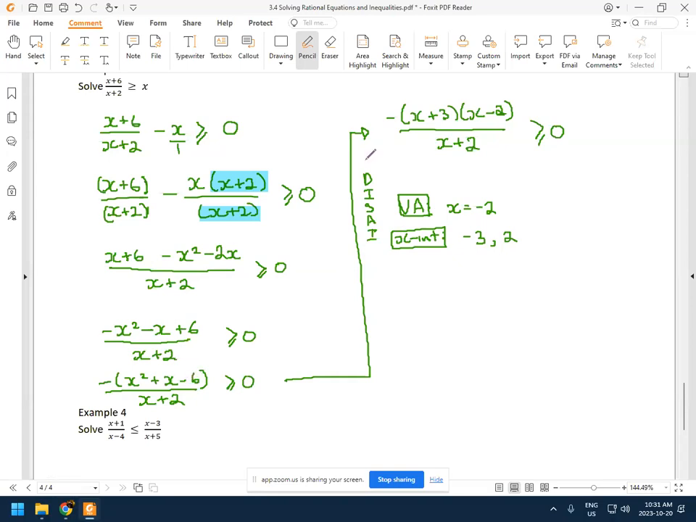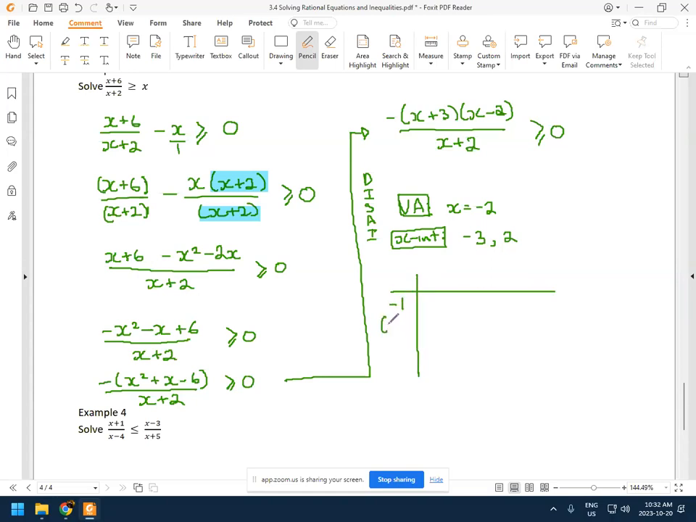Absolutely. Only thing is, one of these will be a negative x, like a negative x minus 3 or a negative x plus 2. And you just have to watch out for that when you do your chart. I think it makes it more complicated. I would prefer that anyways.